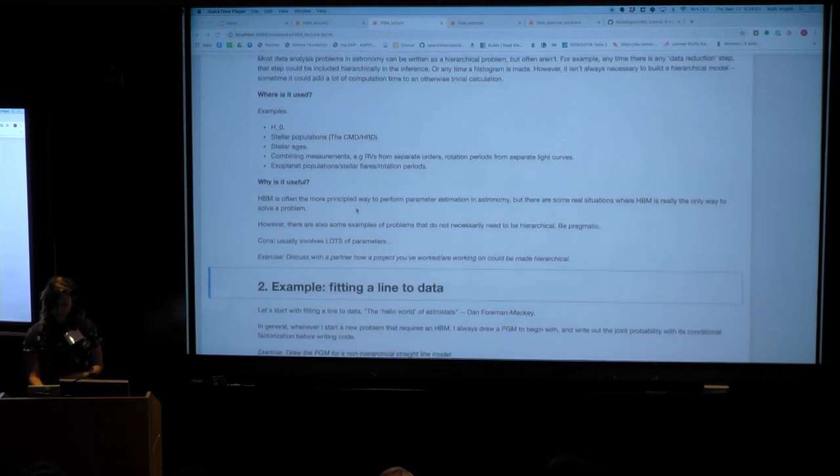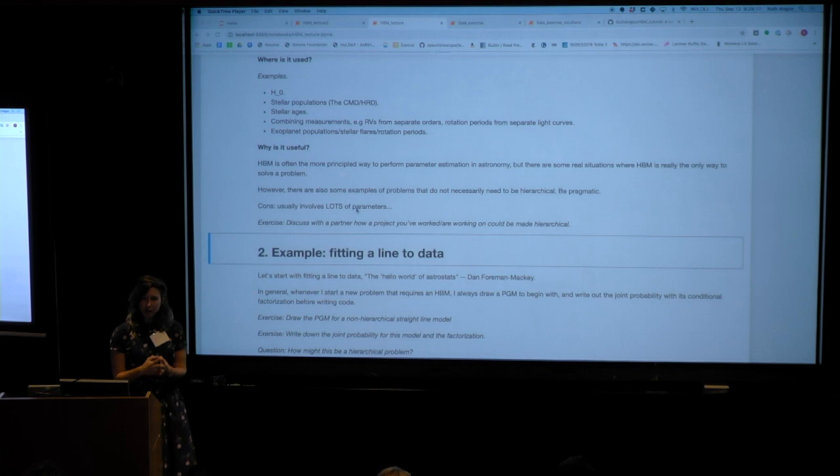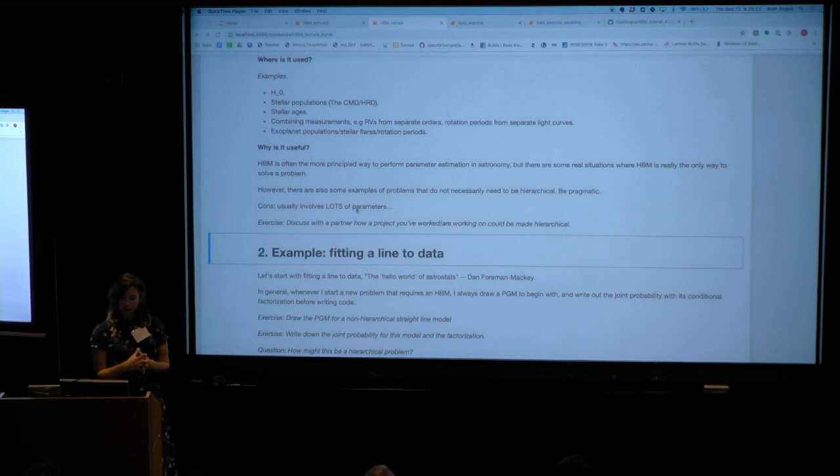Okay. So I think I've gone over why HBM is useful. Again, it's where you can improve your precision on the parameters that you're interested in by looking at a population. Okay, as I mentioned, there are pros and cons. The cons being that this often involves a lot of parameters. If you have thousands of stars and you have a parameter for each star, then it's thousands of parameters.